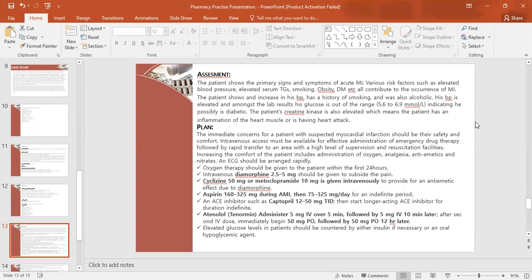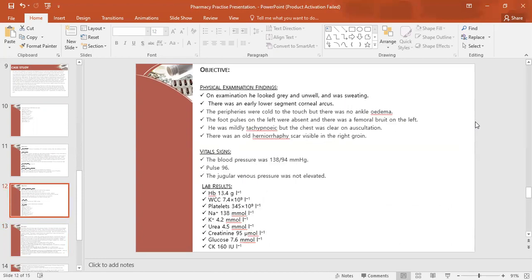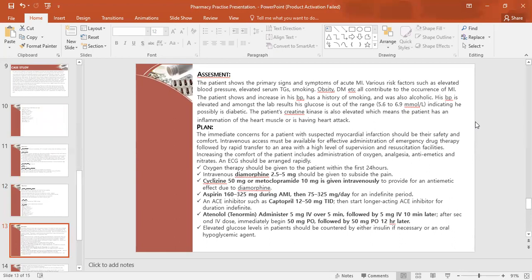It should be within the range of 5.6 to 6.9 millimoles per liter, whereas his glucose in his lab report was 7.6 millimoles per liter, which is slightly elevated. So this elevation in glucose is potentially an indication of diabetes. The patient's creatine kinase is also elevated, which means that the patient has an inflammation of the heart muscle or the patient is having a heart attack.